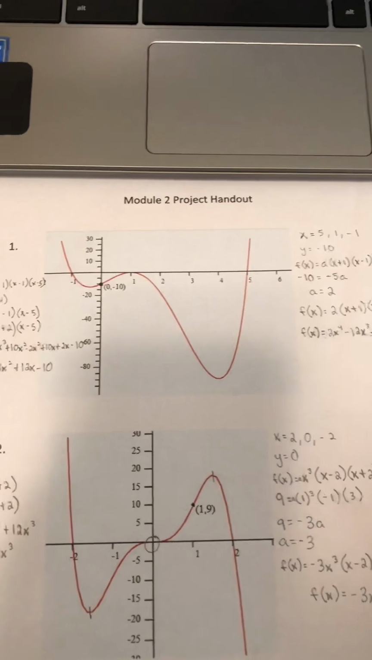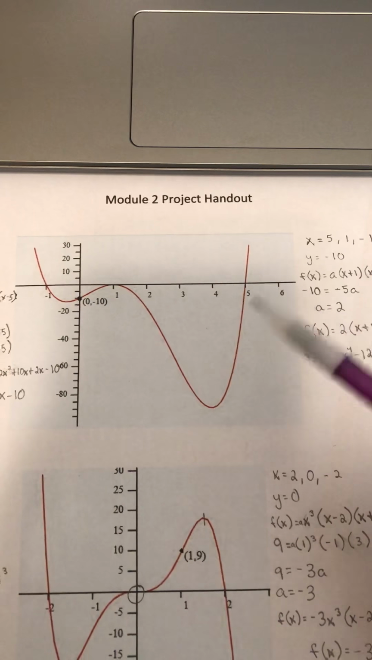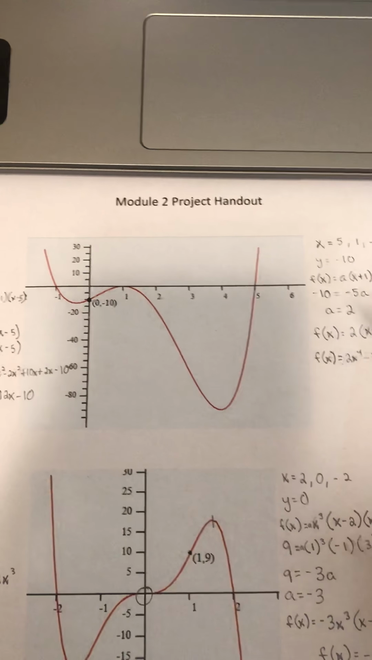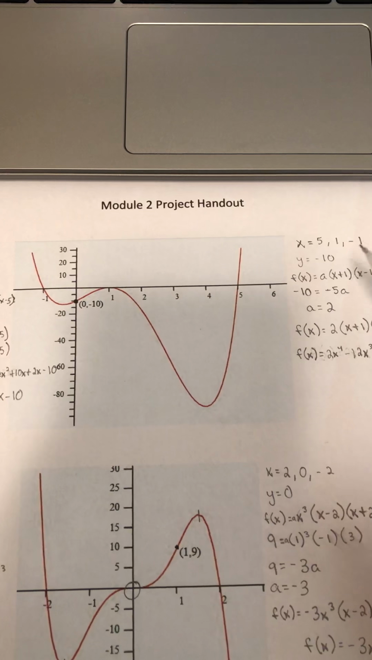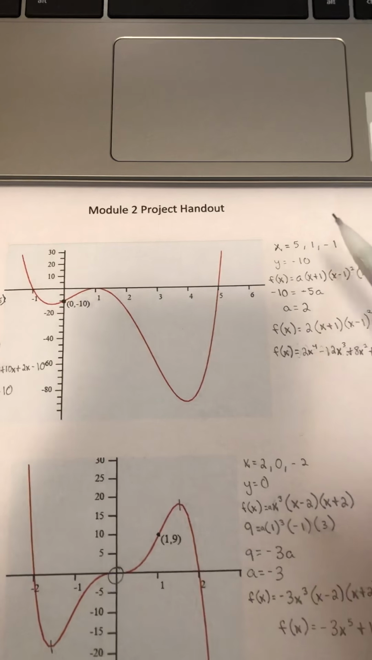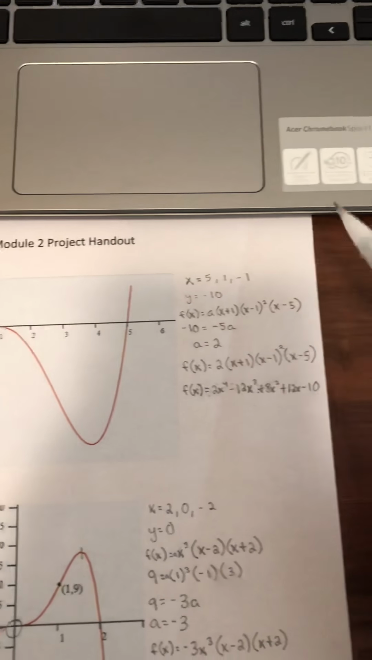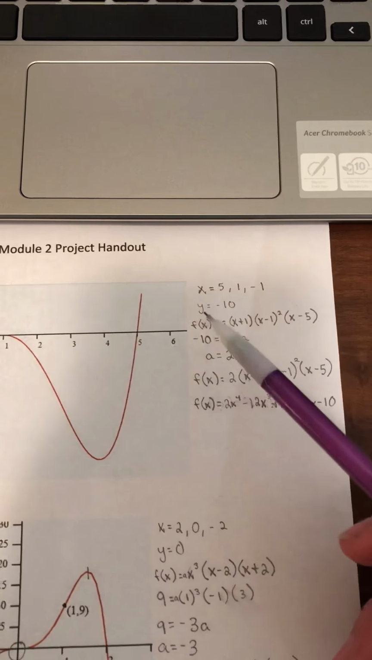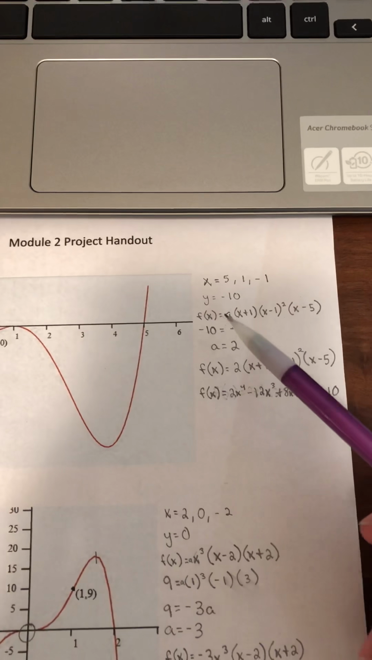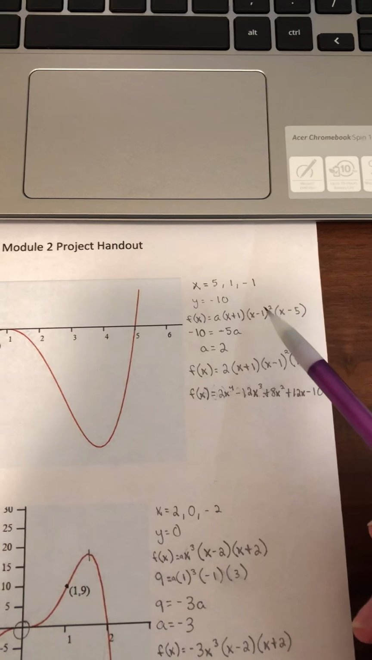Hello. So the first thing I did with the first graph was I found my x's and my point that is given to me. So my x's are 5, 1, and -1. And my point given to me is 0, -10. So I used this equation, f of x equals a, which I'm using just as a placeholder for my coefficient, and then plugging in my x values.